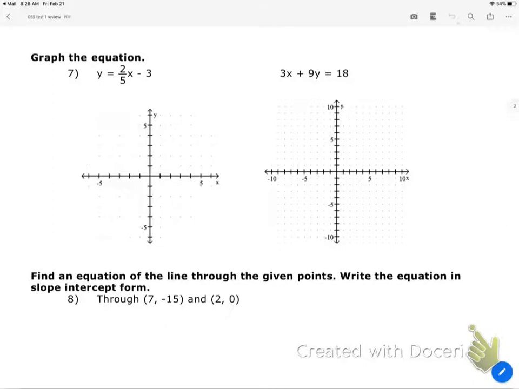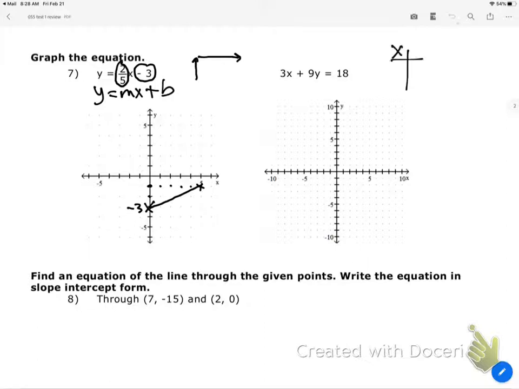Now, graphing equations. Remember, when you're doing the y equals mx plus b format, this is the y-intercept. So I'm going to start right here at negative 3. Remember, this is the slope. So I'm going to go up 2 and over 5. 2/5, positive direction. So up 2, count 1, 2 to here, then 1, 2, 3, 4, 5, and join those two together, and that's the answer. y equals 2/5 x minus 3.